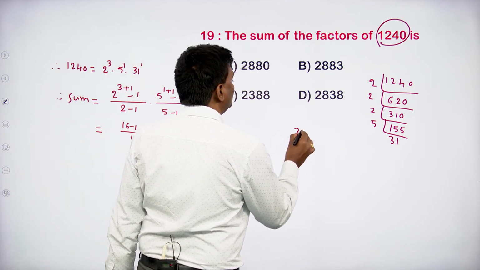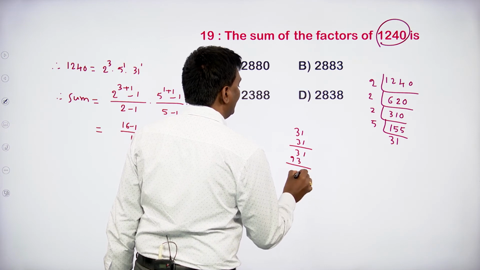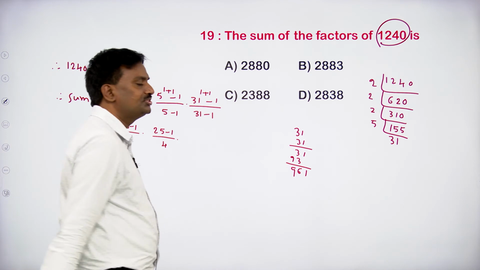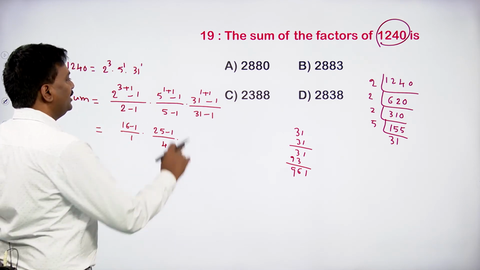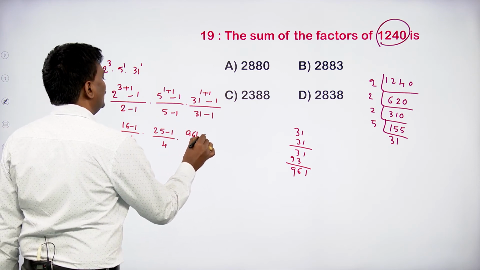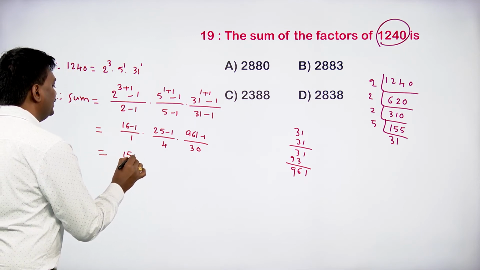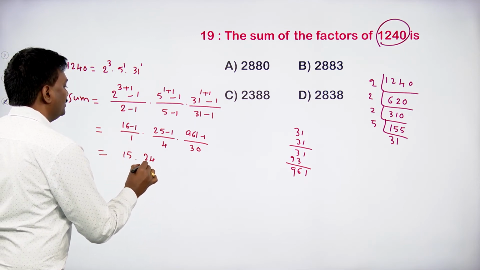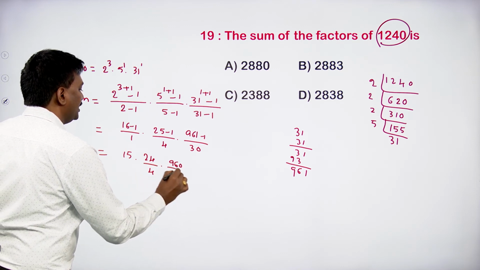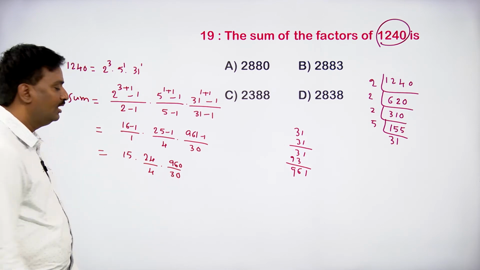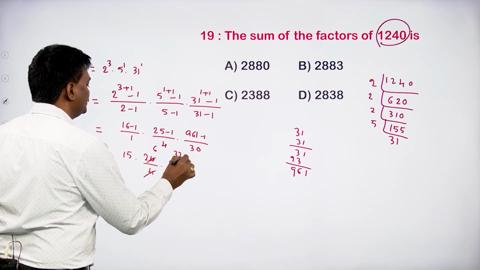So 31 whole square means 31 into 31, which is 961. So 961 minus 1 by 31 minus 1, which is 30. By simplifying, 16 minus 1 is 15, 25 minus 1, 24 by 4, into 961 minus 1, 960 by 30. Where 4 sixes are 24... the zeros get cancelled, 3 threes are 9, 3 twos are 6.